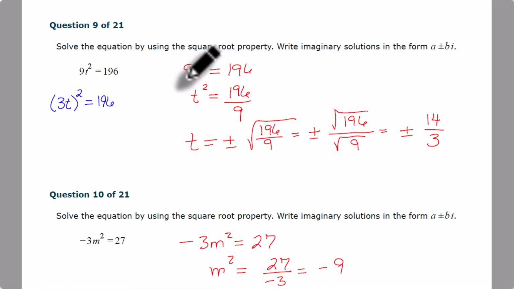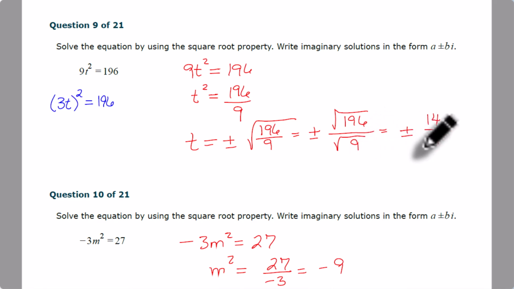But in this case, I just chose to divide by 9. And then by the square root property, when I get something squared equals a number, my next step is I get the item back plus or minus the square root of the number. I can split the square root when I have a fraction, and this is the square root of 196 over the square root of 9. The square root of 196 is 14, and the square root of 9 is 3.